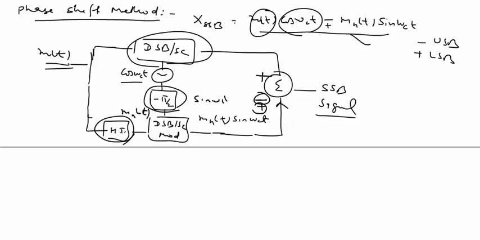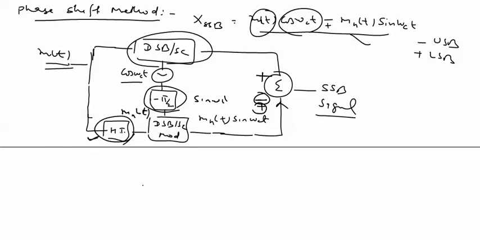If there is a small change in phase, it produces a very large change in SSB generation, a large amount of error in SSB generation. Another drawback is very complex hardware for the Hilbert transform. Accurate and complex hardware is required.